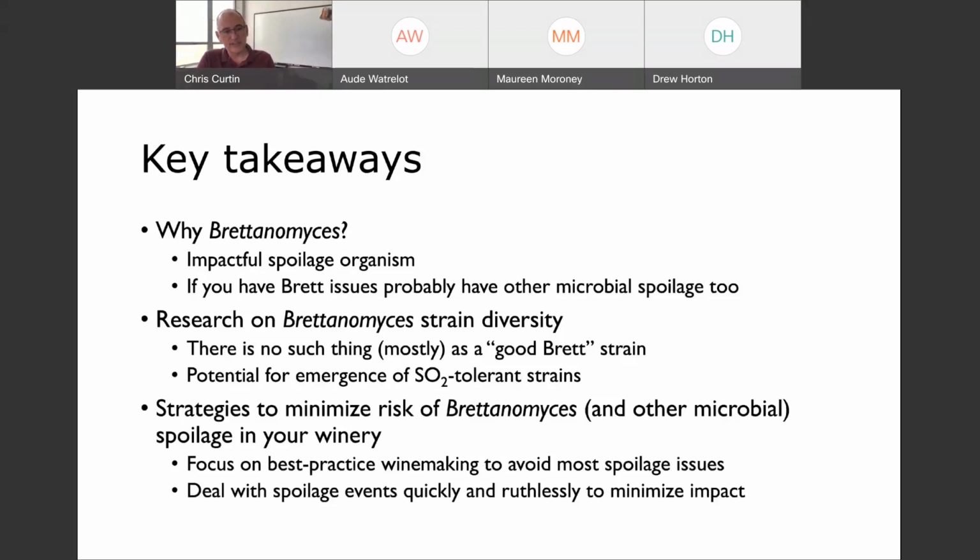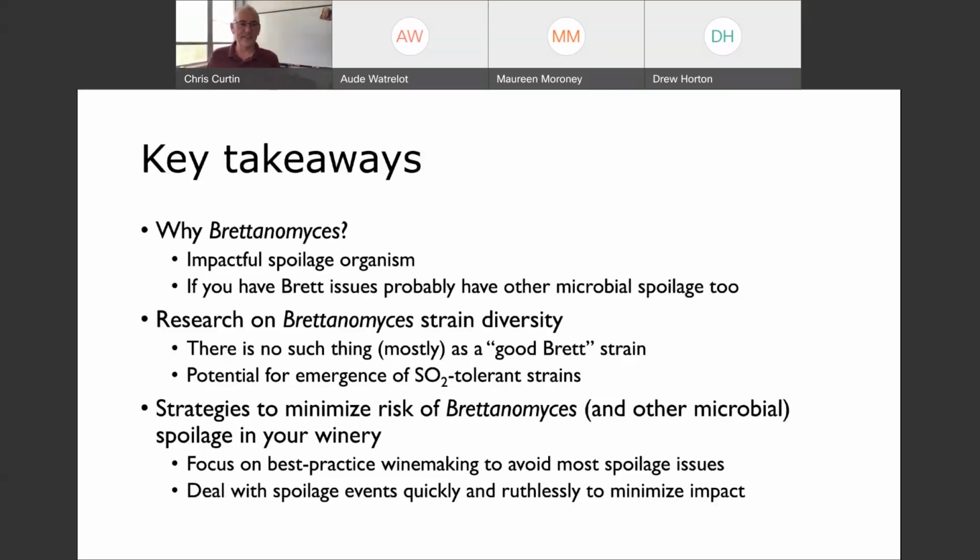Other than that, mostly it's focusing on best practice winemaking, and that will take care of a lot of spoilage issues. If your winery is clean, your equipment's clean, your barrels are well managed, you don't have bungs popping off here and there, you don't have wine sitting on ullage, a lot of spoilage issues are going to go away if you're managing all of those things.